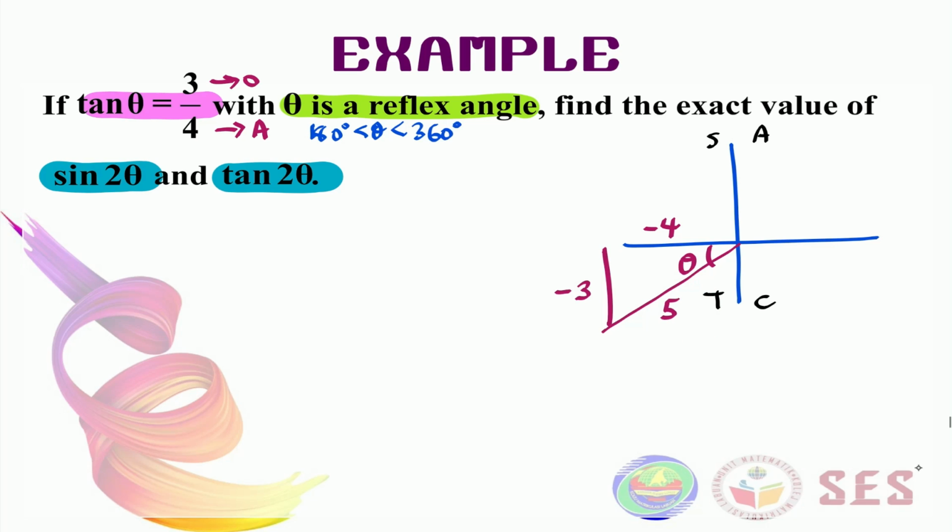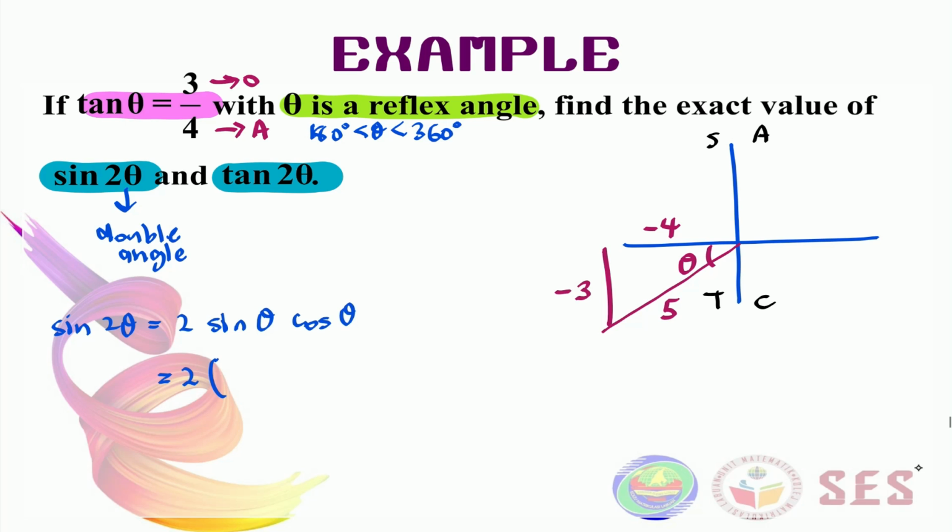Let's answer the questions. We need to find the value for sin 2 theta. And we know that this 2 theta means it's a double angle. So we need to use the double angle formula here. In our formula, we have sin 2 theta equals 2 sin theta cos theta. And we have 2 here.